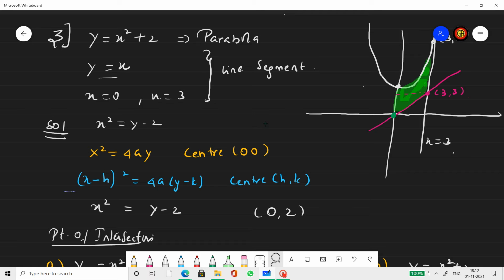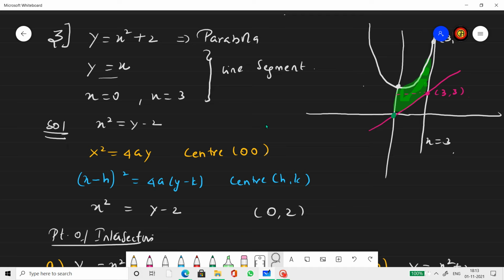In that case, the nature of the equation will be like this: x minus h the whole square equals 4a times y minus k, where h and k is the center. Our question is y is equal to x square plus 2, which we can write as x square equal to y minus 2. This is nothing but x minus 0 the whole square equals 4 times y minus 2. So center h value is 0 and k value is 2. So that is why center is 0, comma 2.